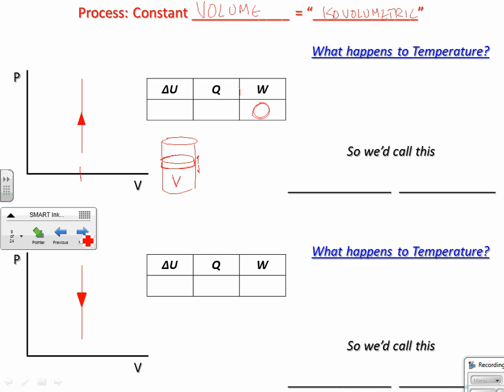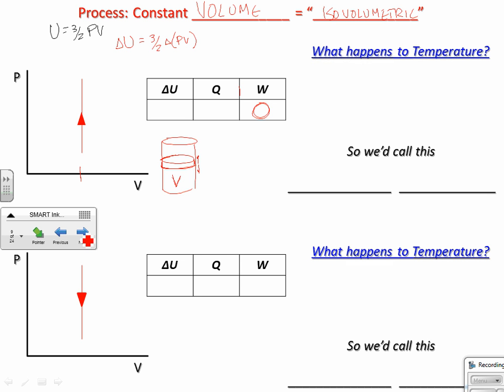Okay? Now, here's where we can apply what we just did on the last page. We said that U is 3 halves PV. All right, so delta U, this will become one you'll use a bunch, is 3 halves really times the change in the quantity PV. Right, you put a delta on one side, you put a delta on the other.